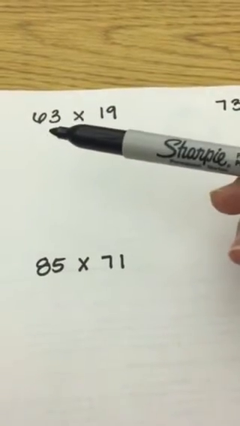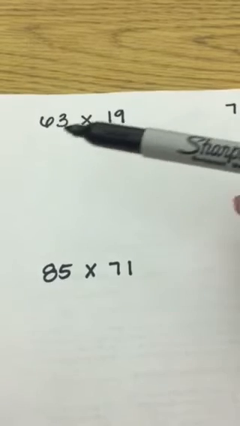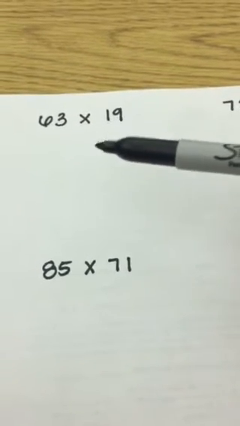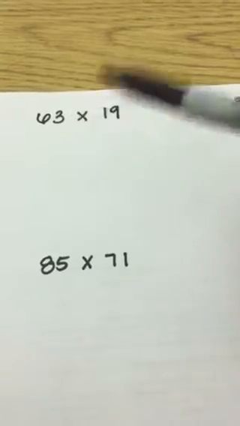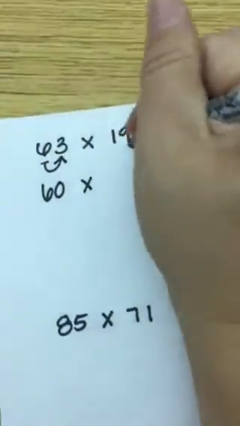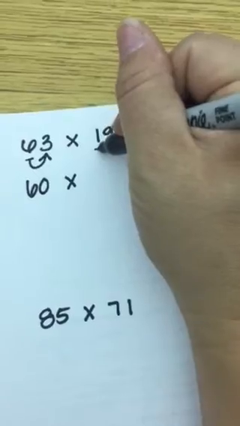Now, when you have a multi-digit number multiplying by another multi-digit number, you need to round both factors. So in this first problem, you're going to round 63. You find your place, you look next door, 4 or less, let it rest. So this is going to be 60 times, and then find this one. Find your place, look next door, 5 or greater, add one more.